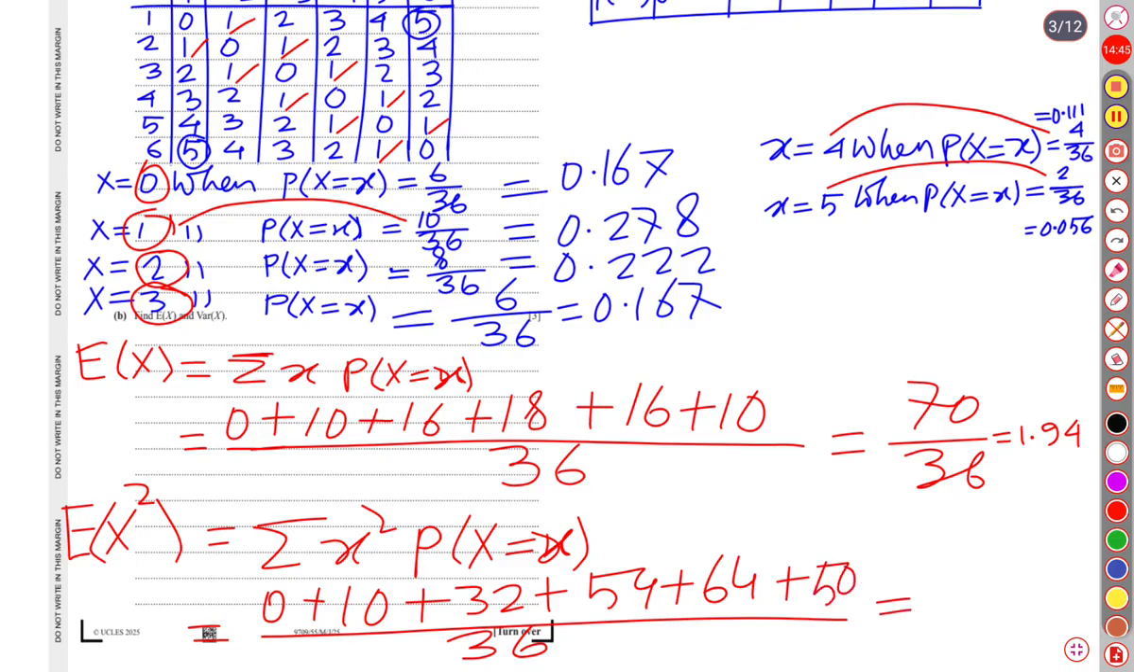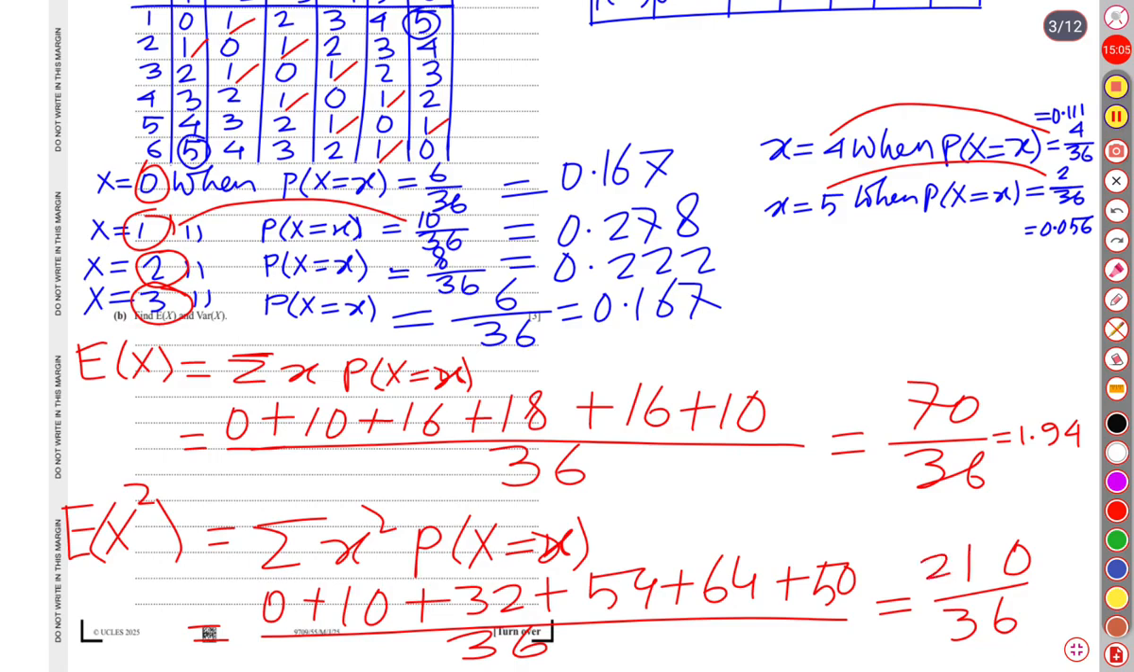Hence our E(X squared) is going to be over 36, and if we add up all of this, 2, 4, 6, 6, 4, 10, this is 10, and 1, 5, 6, 12, 17, 20, 21. So 210.